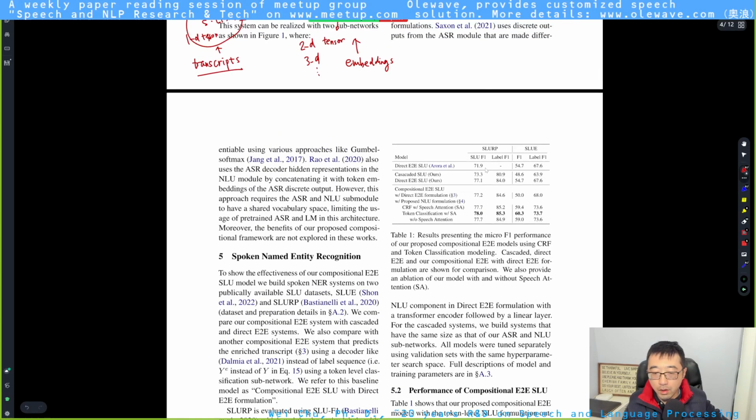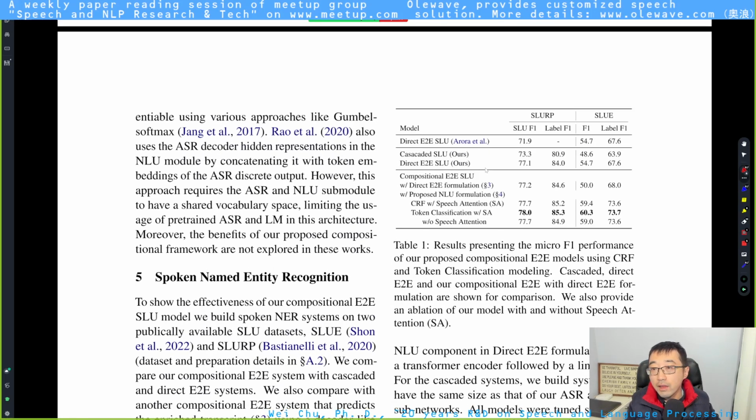Because I am not an NLU expert. I've never played with the SLURP or SLU dataset. But just so that you know what they're doing, I think I can do this. First, they try the direct end-to-end SLU. This is also by the same author. They did that probably last year.